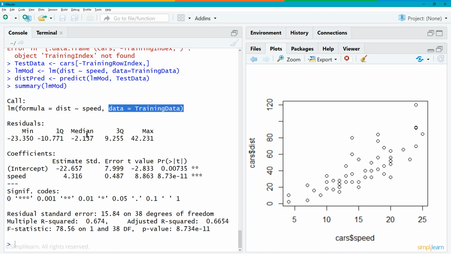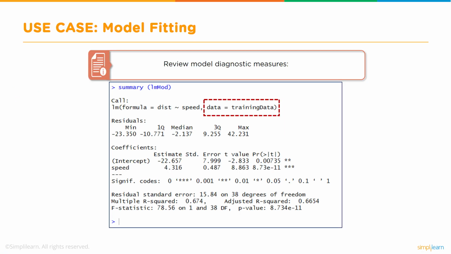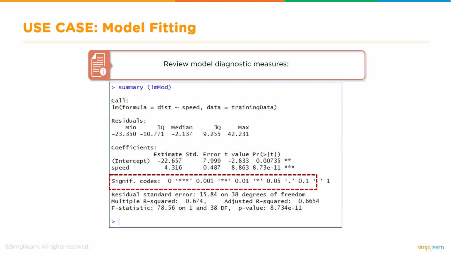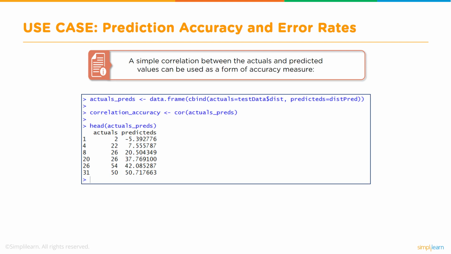And let's go back to the slide and highlight this. So the data equals the training data. That's where the lm_mod comes in. Residuals, we have our minimum, our first quartile, median, third quartile, and the max, or quadrant, not quarter. You'd think I was doing a business analysis, as opposed to end of the year taxes, in first quarter versus quartile. We look at our coefficients. We can see where our intercept is and our speed is. And we note over here our significance codes, so they all match up. So a simple correlation between the actuals and the predicted values can be used as a form of accuracy measurement.